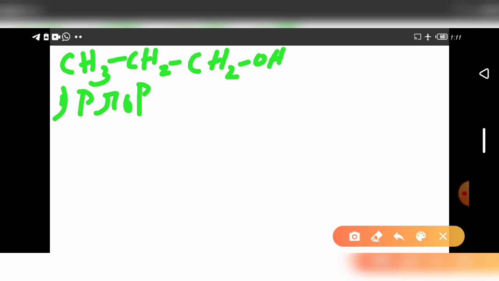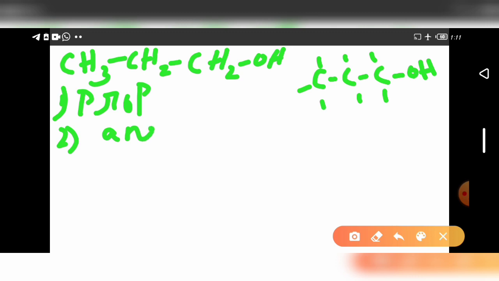Second step, is there a single bond or double bond? You have to write the structure first. How many carbons? C3 and OH. All are in single bond. The first carbon contains 3 hydrogens, the second carbon contains 2 hydrogens, and the third carbon also contains 2 hydrogens and OH. All are single bonds. So the primary suffix is ane.